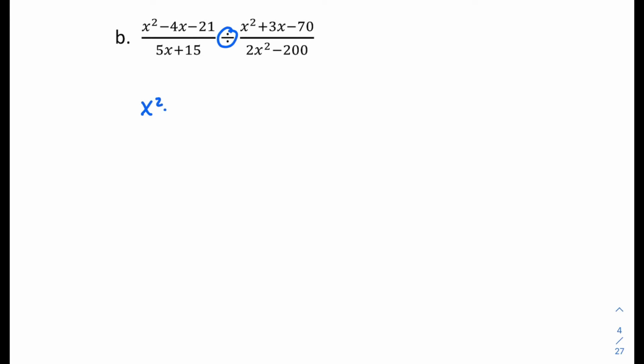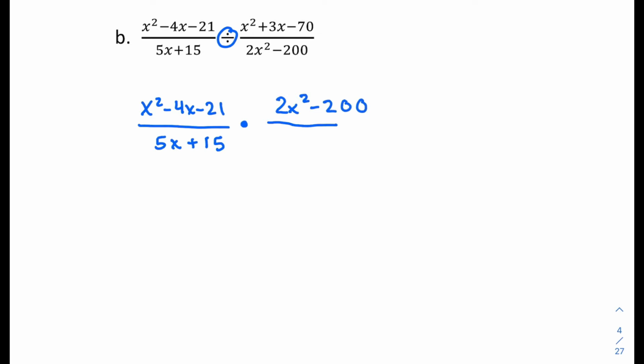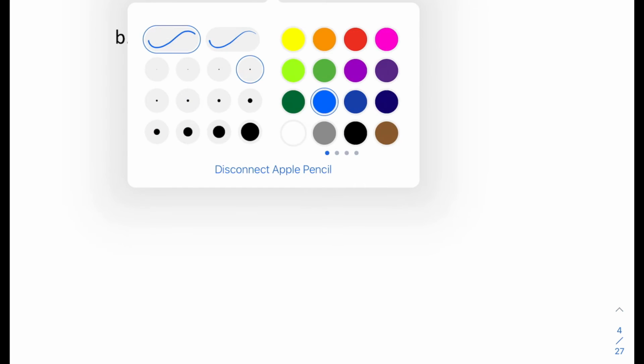If you are dividing, don't forget that you're going to have to multiply by the reciprocal. So before I do anything else here, I'm going to leave my first fraction as it is and then go ahead and take my second one, rewrite it with it flipped upside down. And then same idea, I'm trying to simplify and divide out any common factors because I don't really want to distribute everything and make this even messier. So we're looking for common factors.